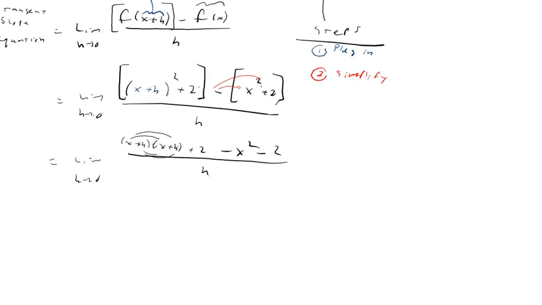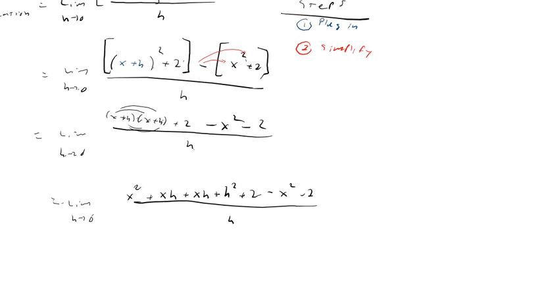We're going to get limit as h approaches 0. x times x is x squared. x times h is plus xh or hx, whichever you prefer, plus another xh plus h squared. Okay, that's fine. Plus 2 minus x squared minus 2. All right, I just distributed my x plus h, got this whole equation.